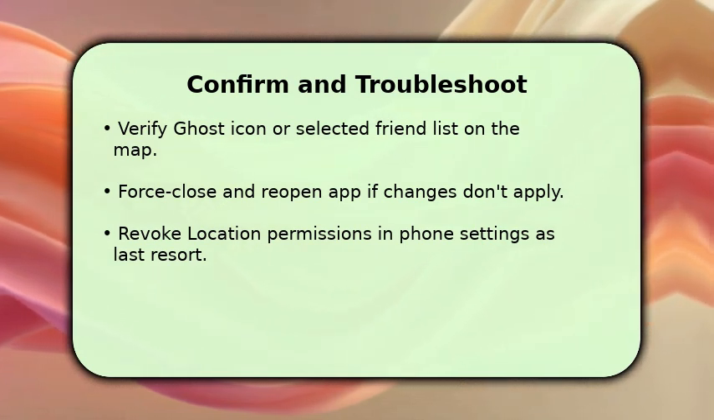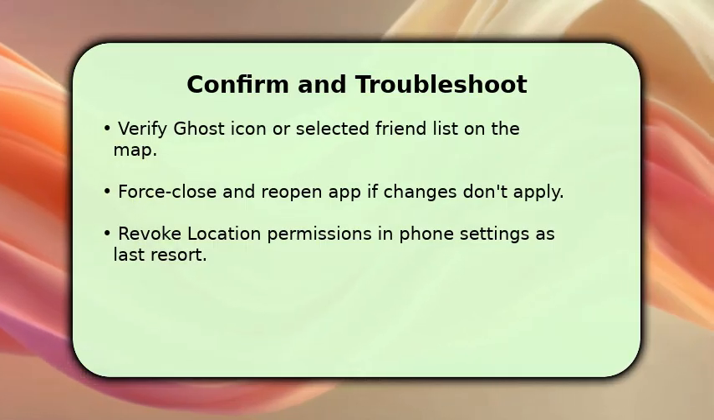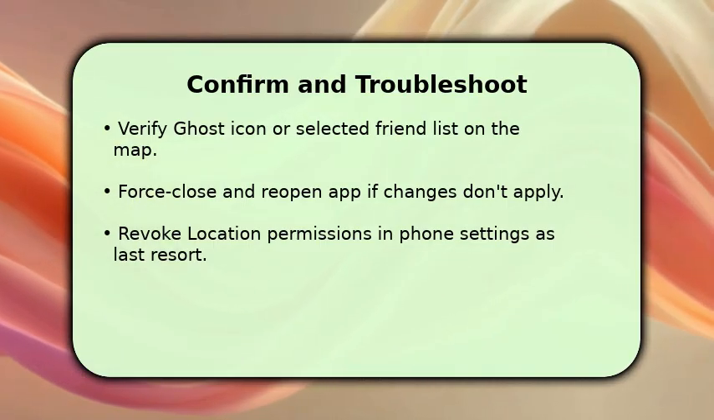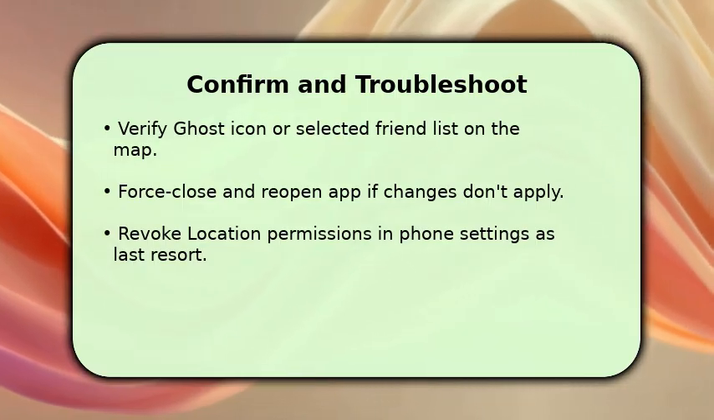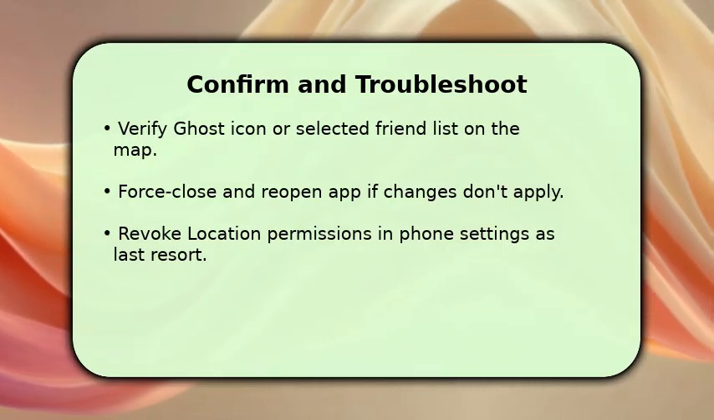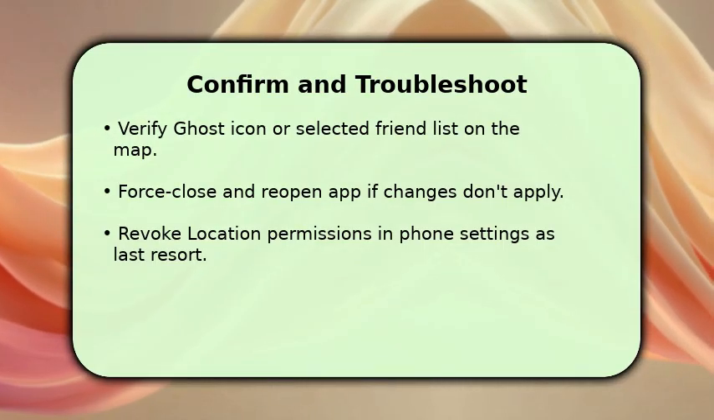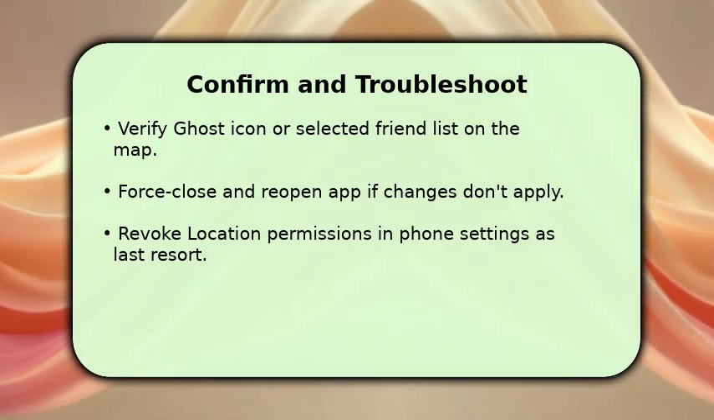If changes don't apply, force close Snapchat and reopen it, then revisit Snap Map. This often forces a sync. As a last resort, revoke Snapchat's location permission in your phone settings and re-enable it to reset the app state. If issues persist, log out and back in, or update the app to ensure the location controls function correctly.